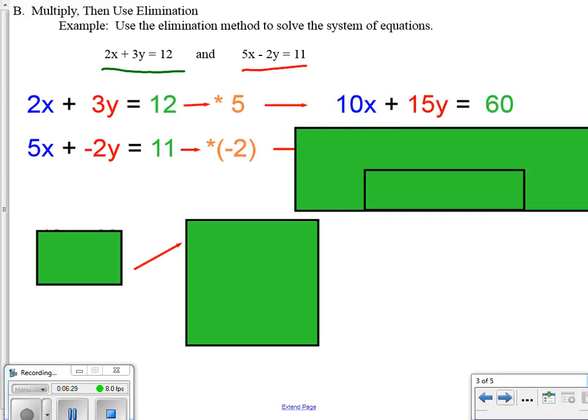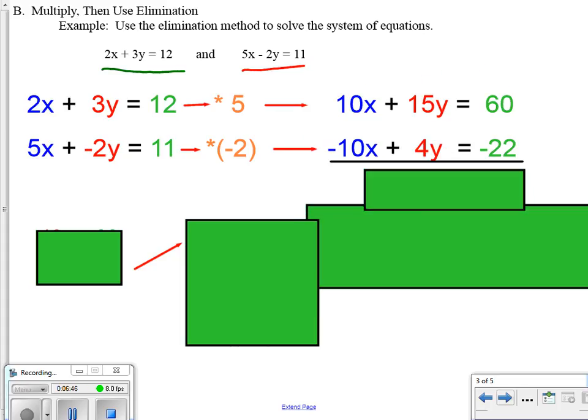So when I multiply the top equation by 5, like I said, it becomes 10x. 5 times 3y becomes 15y, and 5 times 12 becomes 60. So that was our new version of the first equation.